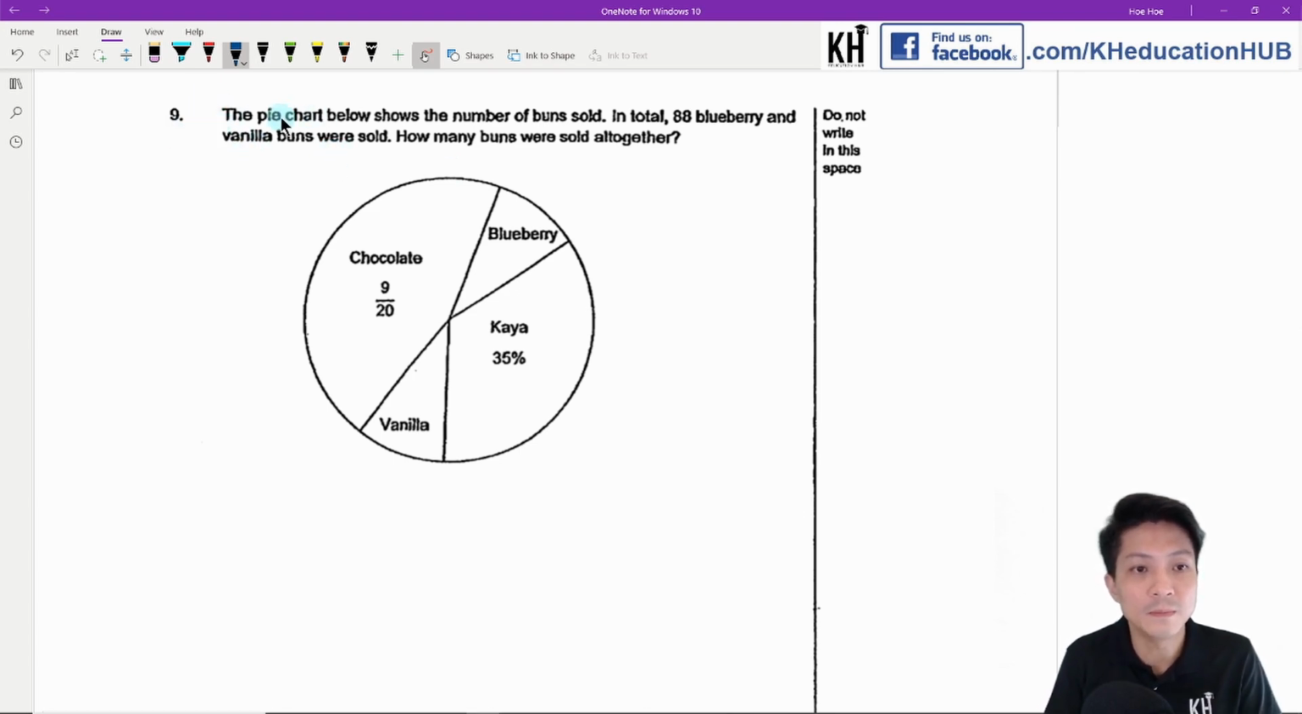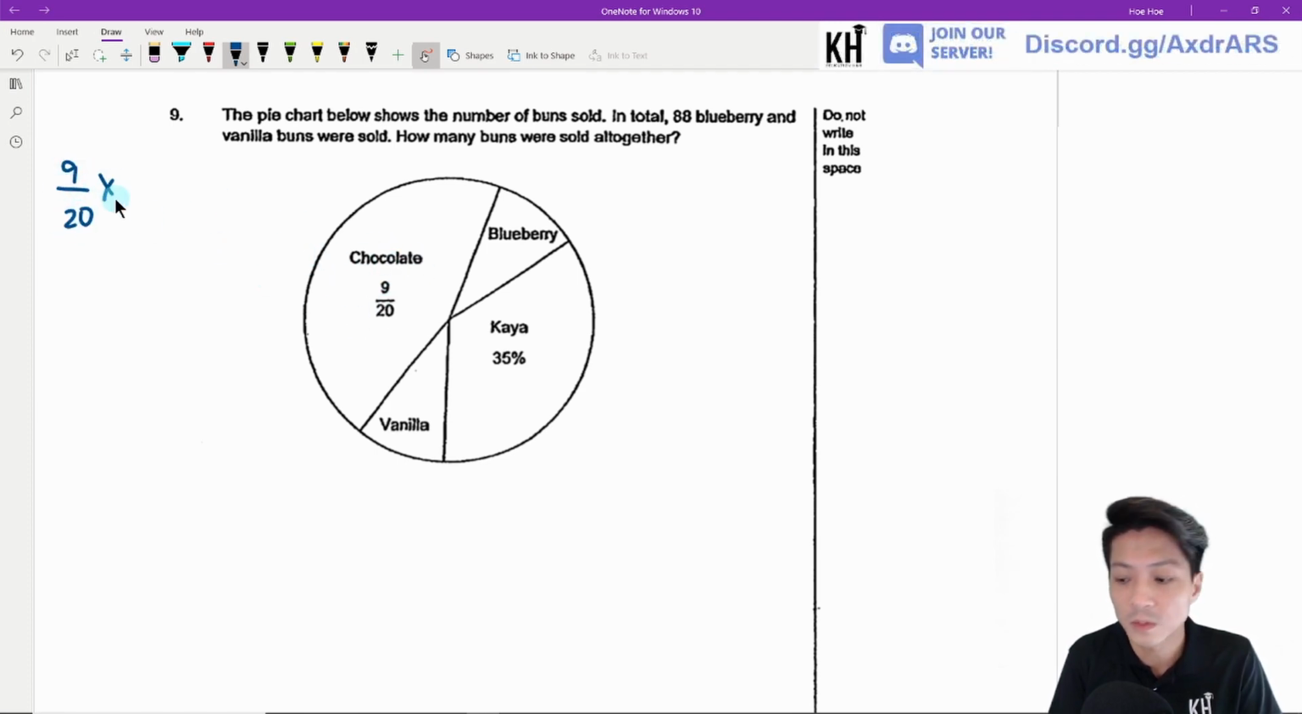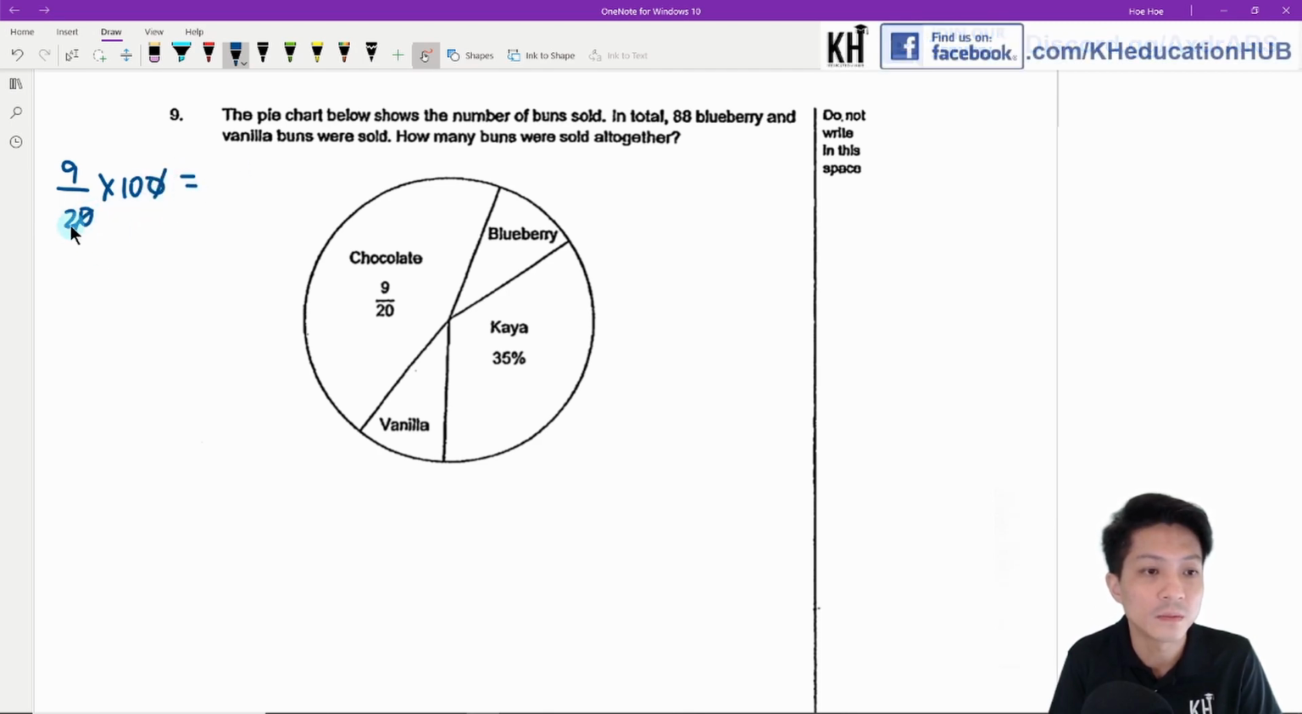Okay, question 9. The pie chart below shows the number of buns sold. In total, 88 blueberry and vanilla buns were sold. So vanilla and blueberry. Okay, how many buns were sold all together? Okay, so 9 over chocolate is 9 over 20, right? I'm gonna convert it into percentage by multiplying it with 100. Okay, so it will be 45%.